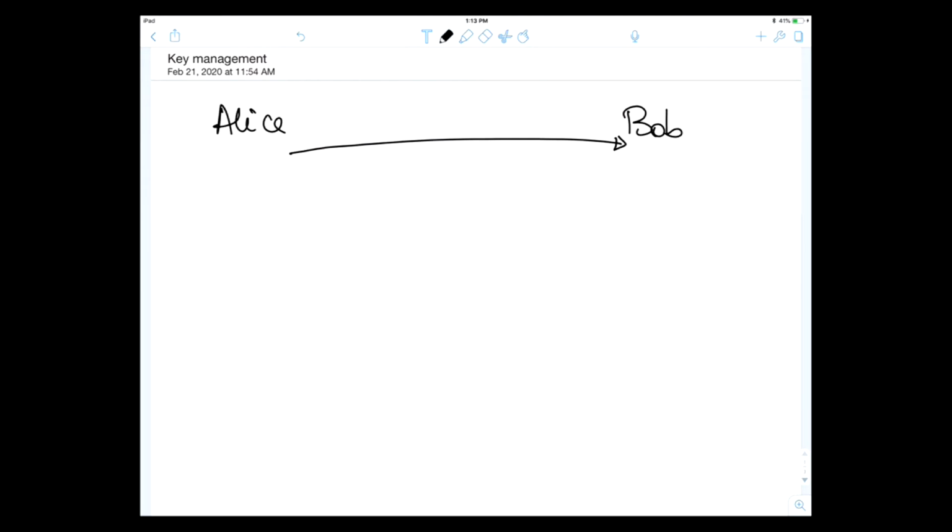So let's assume that we're just doing something very basic, namely, when Alice wants to talk to Bob, she sends him a message over the internet saying, hey, Bob, what is your public key? So give me your PK.